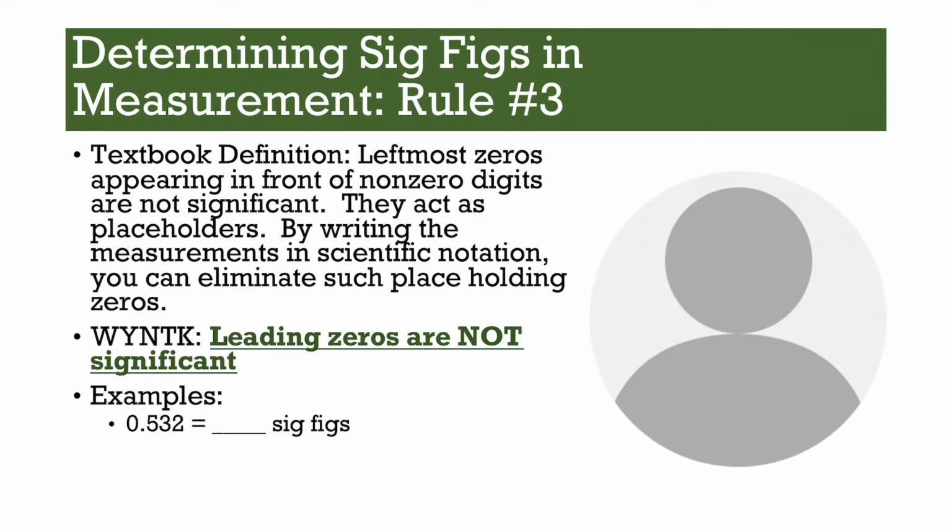So what is a leading zero? Well, this is a leading zero. So we have numbers that are not 0, and then because that 0 is in front, it's a leading 0. Not significant. We don't care about it. It just acts as a placeholder. So there are only 3 significant figures in this example.